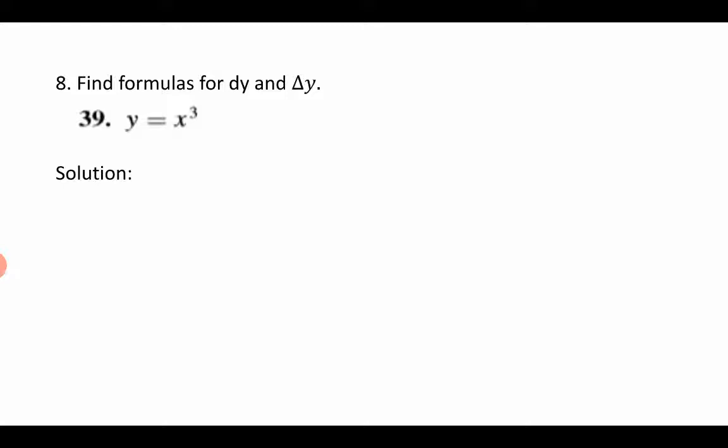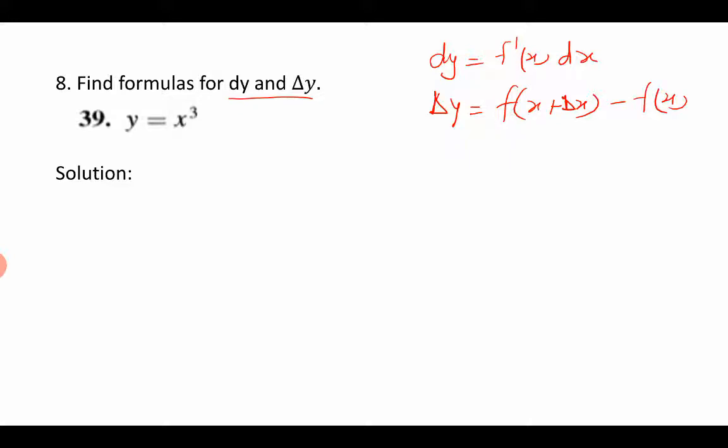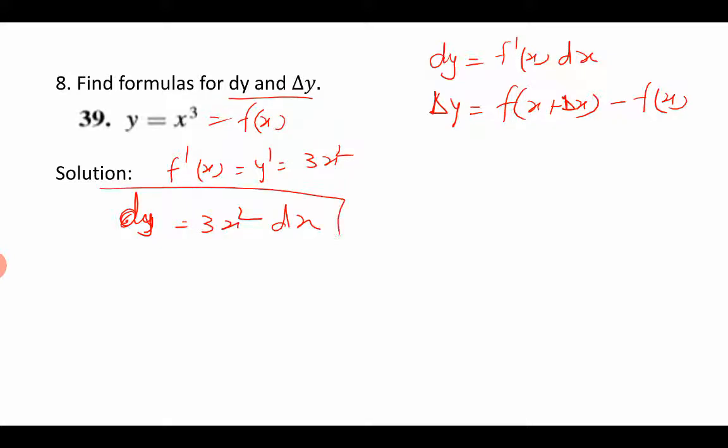Find the formulas for dy and del y, and you should remember the formula for dy is f prime of x times dx, and the formula for del y is f of x plus del x minus f of x. Let's use it here. In this problem we will find dy. What is f of x? So f prime of x is y prime, which is 3x square. Therefore dy, the differential, is equal to f prime, 3x square, and then dx. That's the first answer for dy.